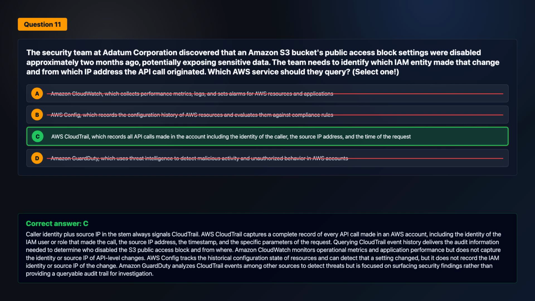Amazon CloudWatch monitors operational metrics and application performance, but does not capture the identity or source IP of API-level changes. AWS Config tracks the historical configuration state of resources and can detect that a setting changed, but it does not record the IAM identity or source IP of the change. Amazon GuardDuty analyzes CloudTrail events among other sources to detect threats, but is focused on surfacing security findings rather than providing a queryable audit trail for investigation.